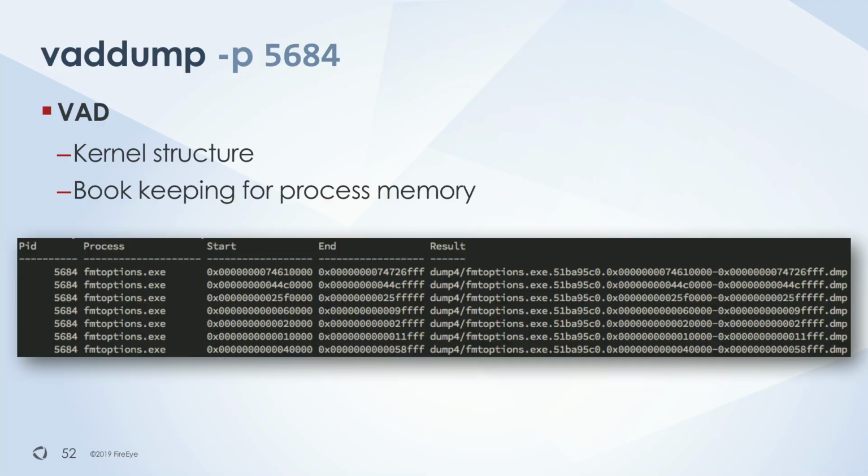The VAD is just a kernel structure that does a lot of bookkeeping for Windows process memory, like how it's allocated and what its permissions are. So if you run this plugin, you can actually extract those to disk and then do some analysis using different third-party tools. So that's exactly what I did.